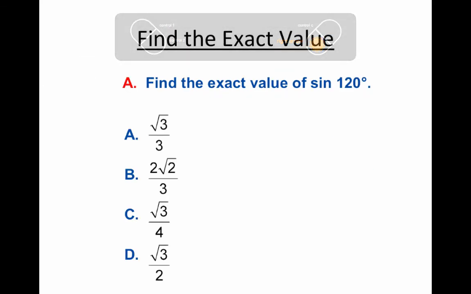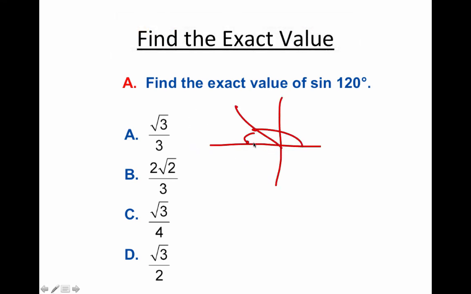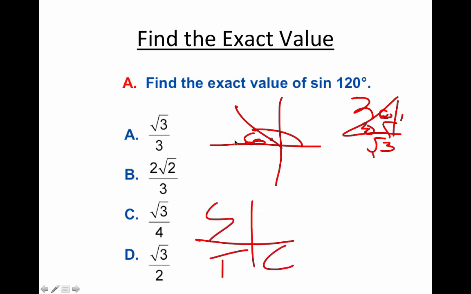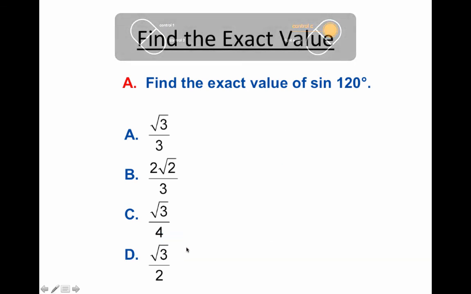Lots of practice with these ones. Sine of 120, quadrant 2. Quadrant 2, 120, 60-degree angle. Get your 30, 60, 90. And I know sine is going to be square root 3 over 2. And in quadrant 2, I'm positive. I'm looking for positive square root 3 over 2. We got it. Oh, these are fun.